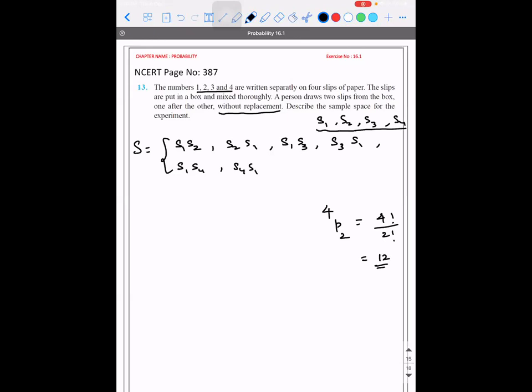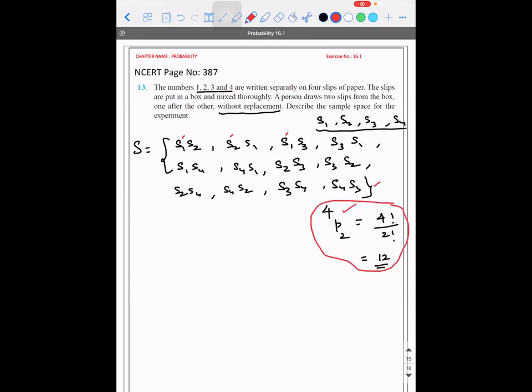S1, S2, S2, S1, S1, S3, S3, S1, S1, S4, S4, S1. Similarly, S2, S3, S3, S2, S2, S4, S4, S2. Then S3, S4. Do we have 12 here? Yes, sir. 1, 2, 3, 4, 5, 6, 7, 8, 9, 10, 11. Yes, 12 outputs are there. You understood how to find out that it is 12, like how your permutations and combinations are helping you.